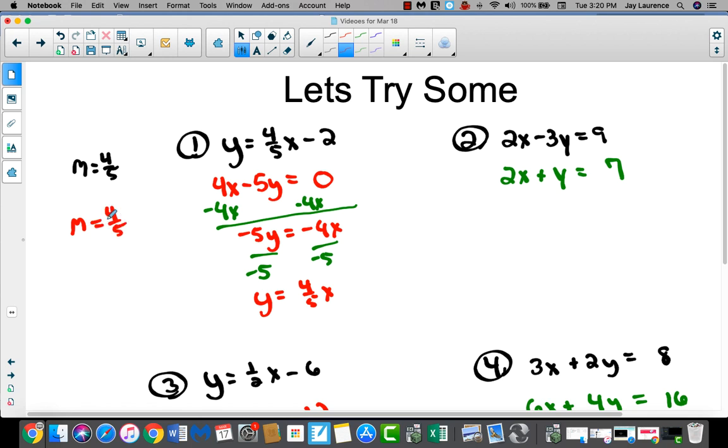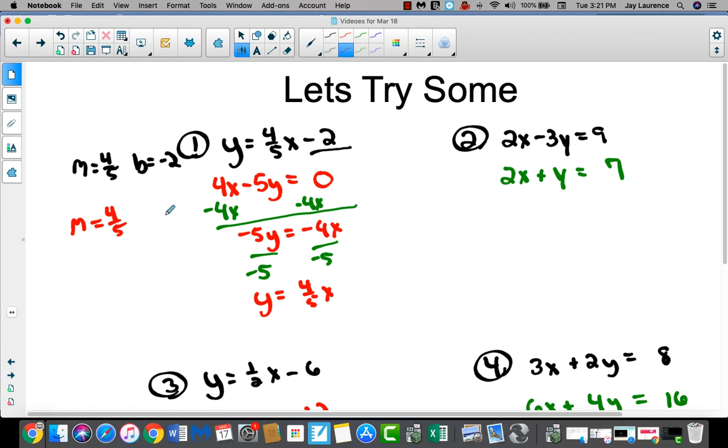So they have the same slope. So this means either the lines are parallel or they're the same line. So there's either no solution or infinitely many solutions. I'll have to find the y-intercepts. Well, for the black equation, the y-intercept is -2.